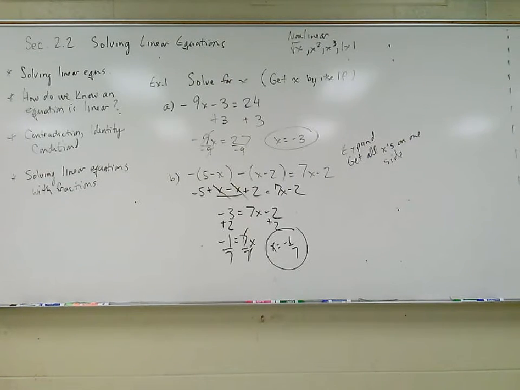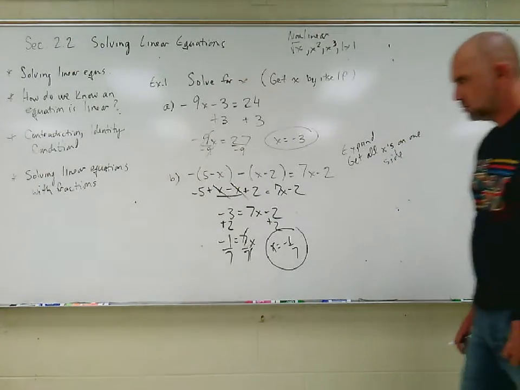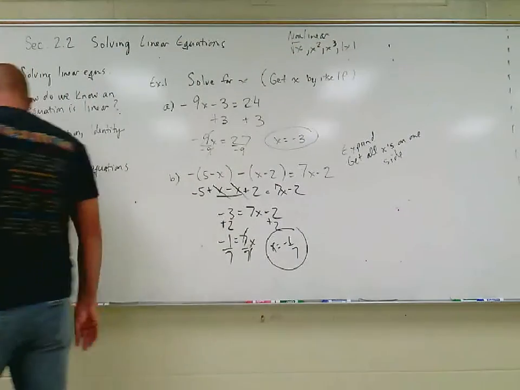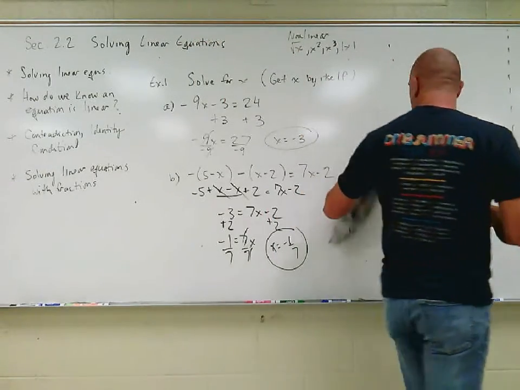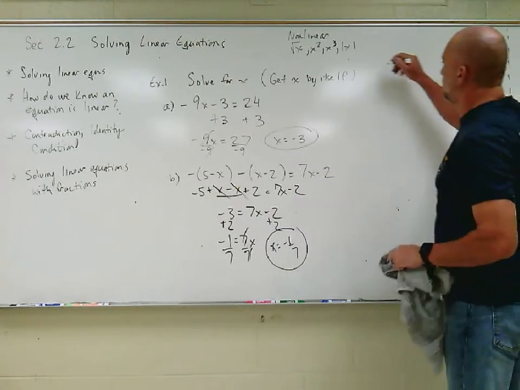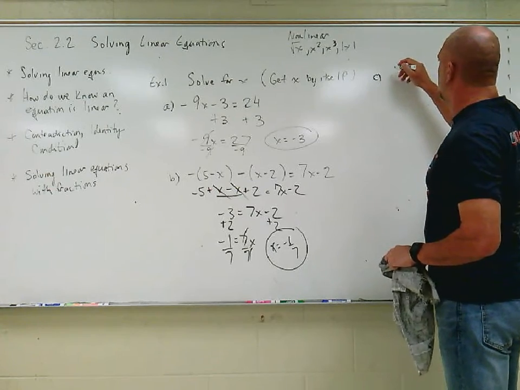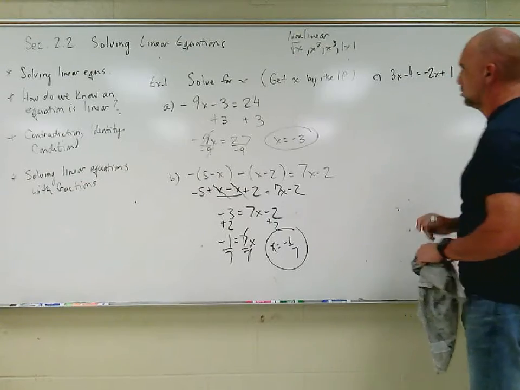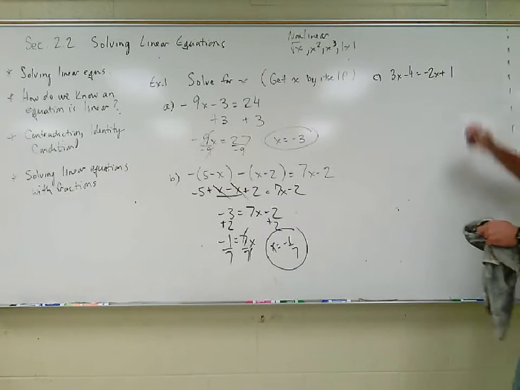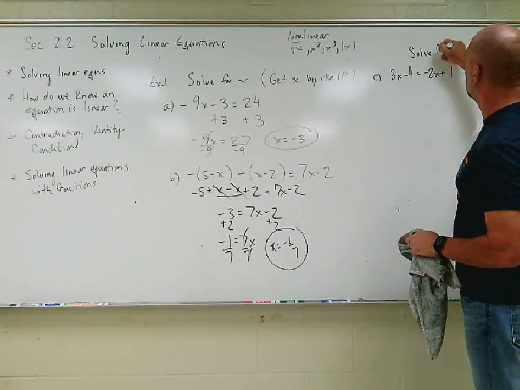Let's do one more. And then I want to talk about the meaning of our answer, and then we'll go from there. All right. Let's call this one part C here. So let's say we have 3x minus 4 equal to negative 2x plus 1. So again, it's all solved for x. We're going to solve for x.